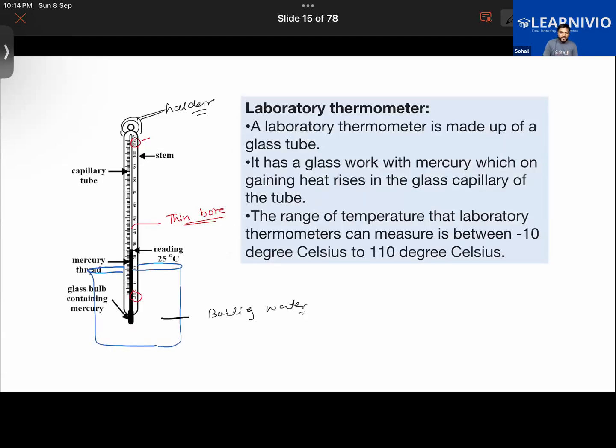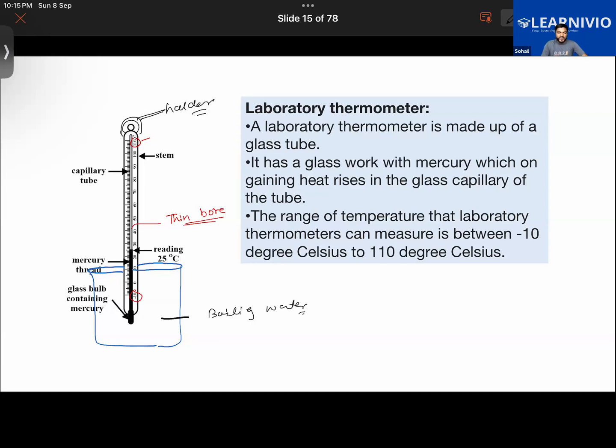Now, why is this laboratory thermometer not suitable for measuring the body temperature? Why is it not suitable to take body temperature using a laboratory thermometer? Because it does not have a kink near the bulb, and it can't prevent the mercury level from falling back on its own into the bulb. Exactly. That is the reason.